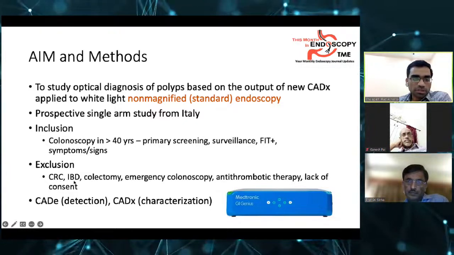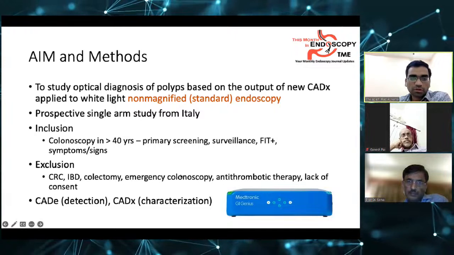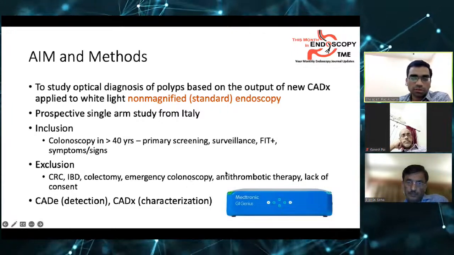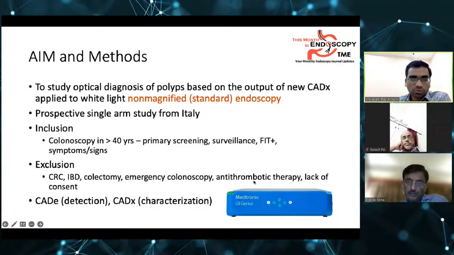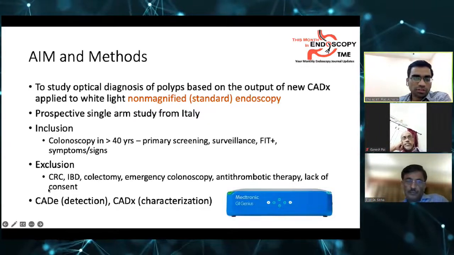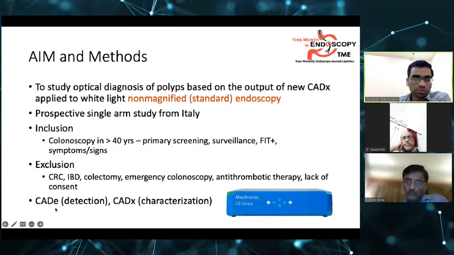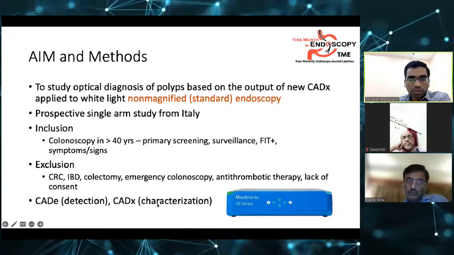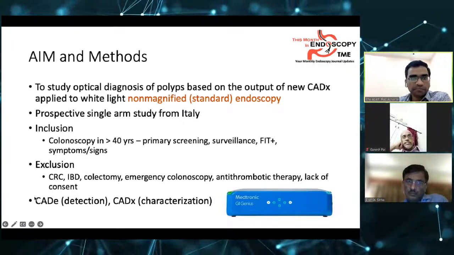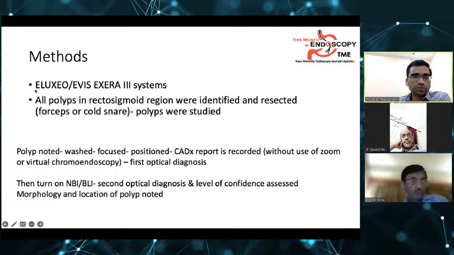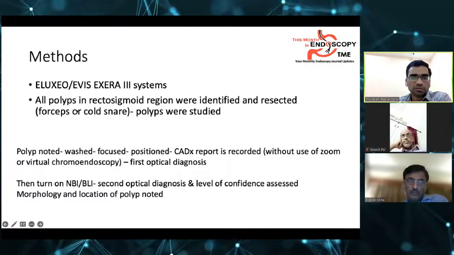Any patient who had colorectal cancer, IBD, or a previous colectomy, or those undergoing emergency colonoscopy, those on antithrombotic therapy, and those who couldn't provide consent were excluded. So two things were studied in this two-module system. One is detection of the polyp and another is characterization of the polyp, labeled as CADe and CADx. Three systems were used: Fujifilm, that is Eluxeo, or Olympus EVIS X.